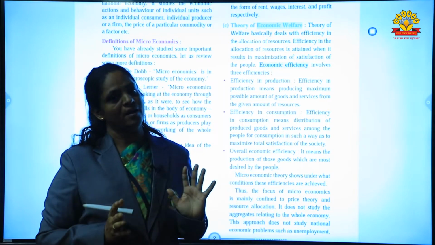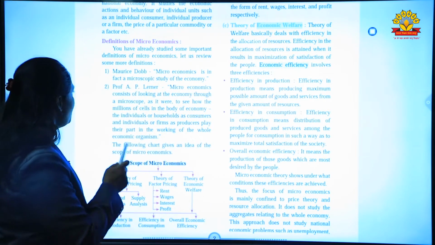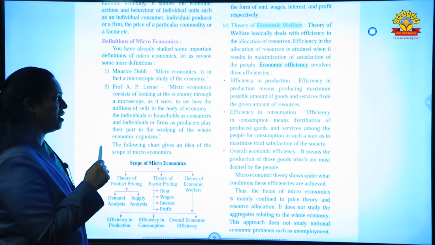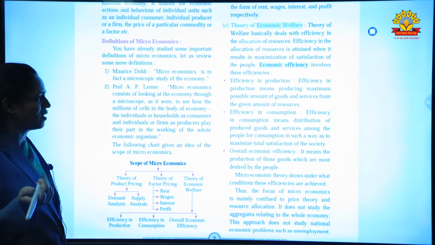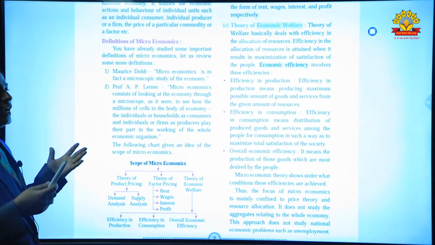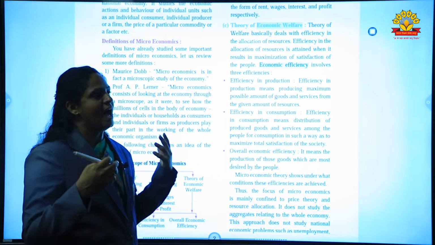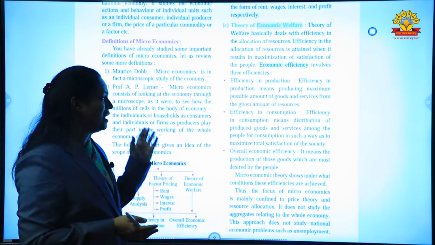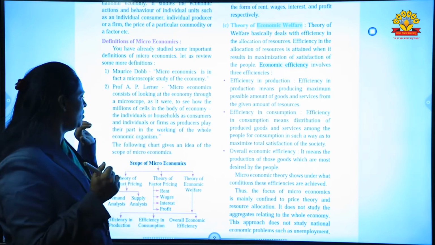After that, A.P. Lerner, as we know, makes a comparison of body organism with economic organism. Body organism performs its specific function. Likewise, individual consumer, producer, and individual firm also perform their specific functions. And that we study in microeconomics.